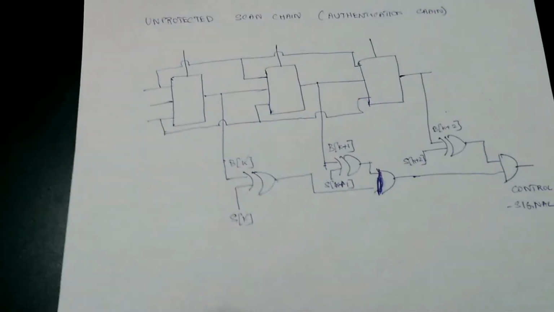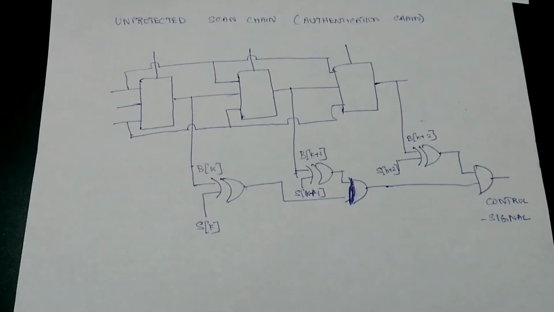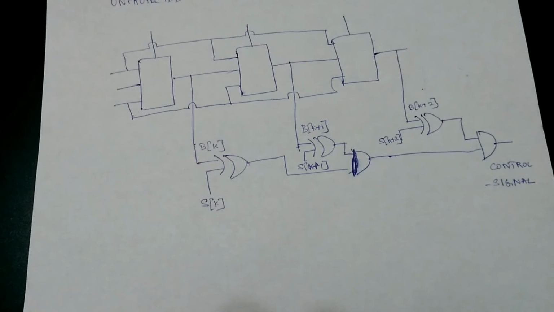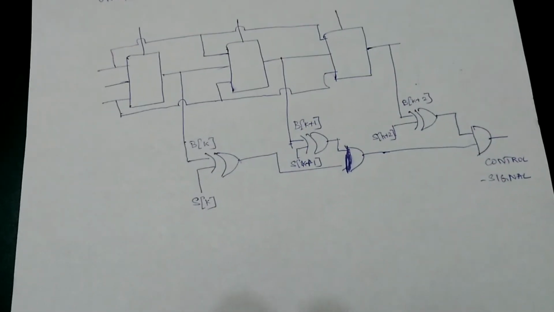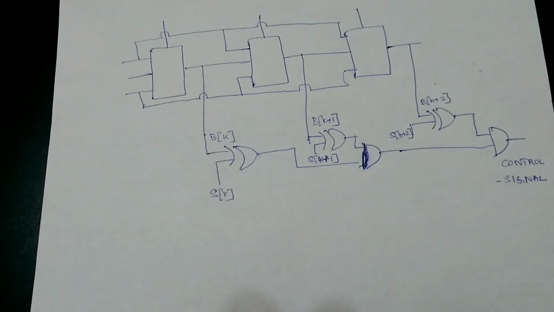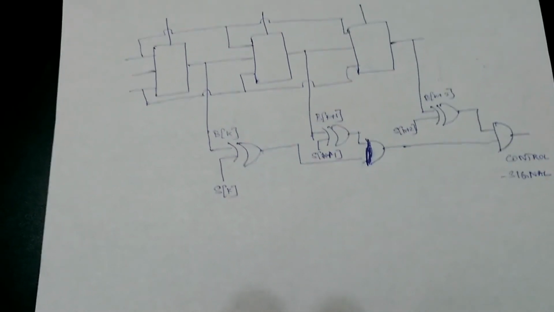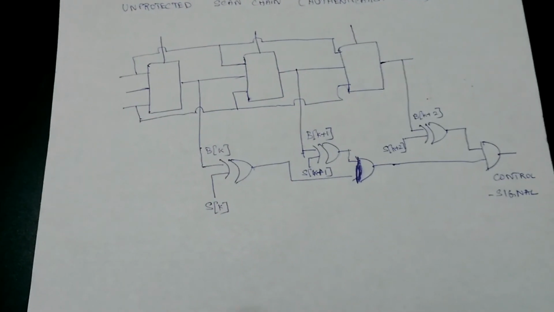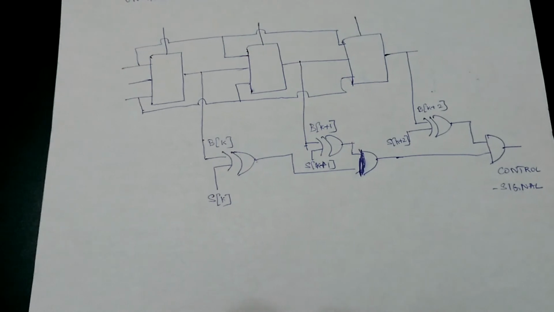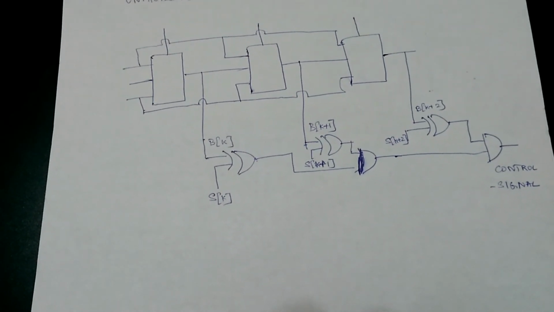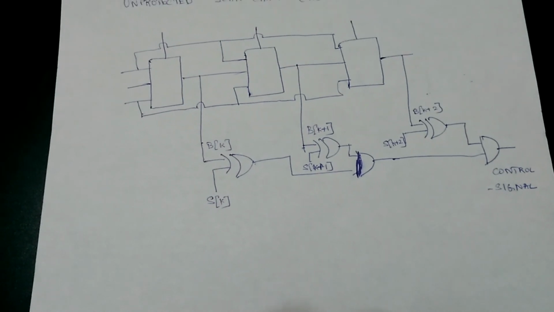From this diagram, it is clear that the number of possible tries to obtain the secret key value will be 2 to the power n. For instance, this 3 bit long authentication scan chain has a total possibility of 8 different secret keys. So the attacker will be forced to try these 8 different secret keys before he can enable the control signal.